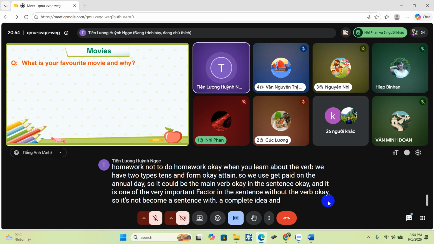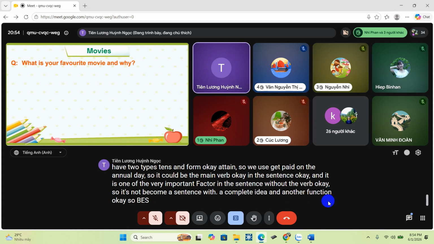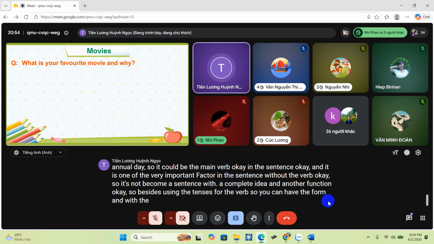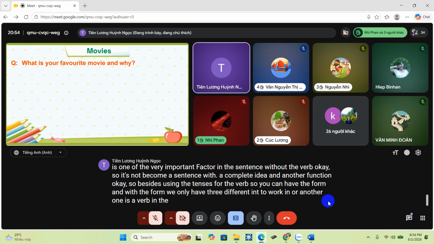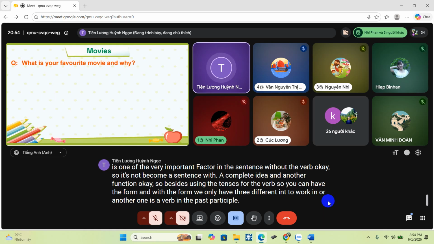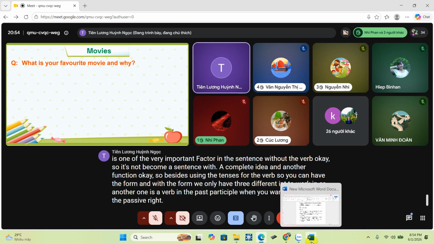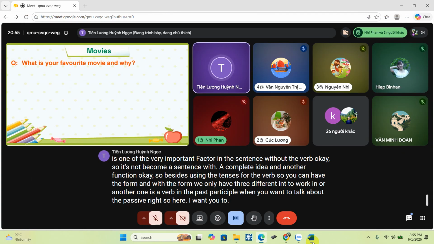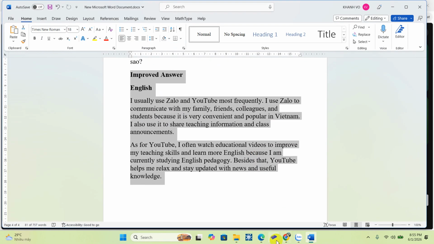And another fact, besides using the tenses for the verb, you can have the form, and with the form we mainly have three different forms. For example, the verb ing, to verb, or another one is the verb in the past participle when you want to talk about the passive, right? So here I want you to revise the grammar really carefully.